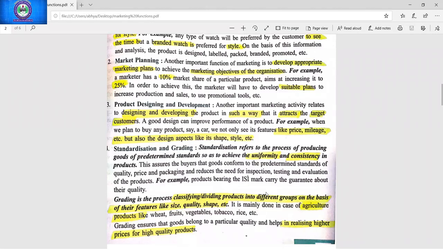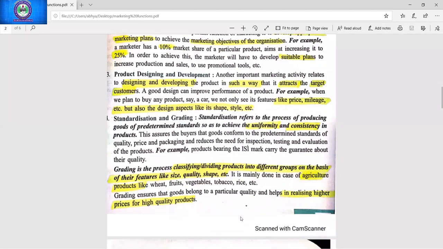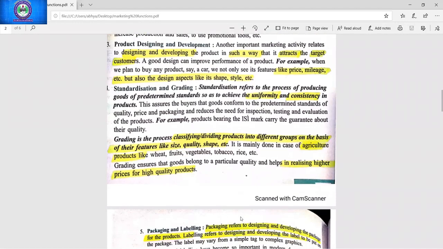Grading means dividing the products according to their quality, on the basis of their quality, shape, etc. And the product which is of the highest quality will be available at a higher price. So grading ensures that good quality goods belong to a particular quality and helps in realizing higher prices for higher quality products. So grade 1 means the best quality, and you will get that best quality product comparatively at a higher price. So this is the fourth function, standardization and grading.